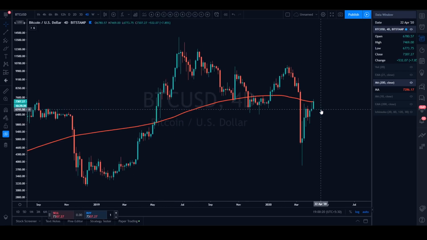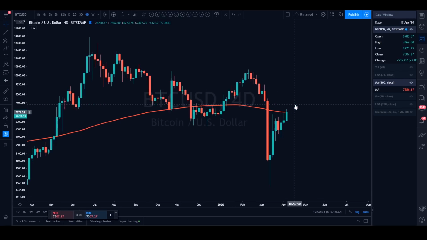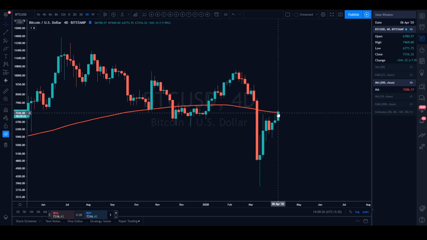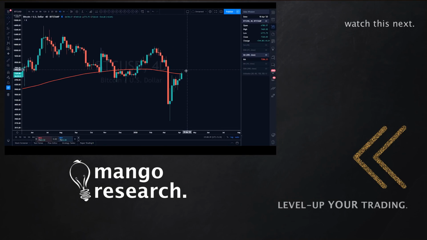So this is what I want to show you on that 4-day: price relative to that 200 simple moving average. I believe tomorrow's close is going to be a rather important one. Depending on where price closes relative to that 4-day 200 simple, I believe that's going to dictate the overall momentum of price after that. If we close above, I'll be looking for a further continuation. However, if we close below and we do get a rejection off of that 200 simple moving average, I will be looking for a push to the downside.